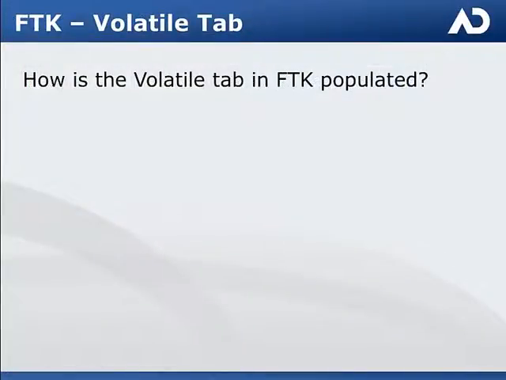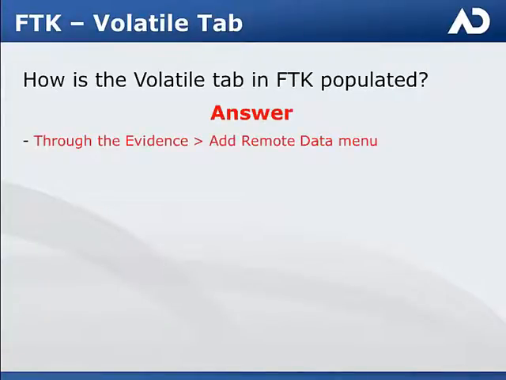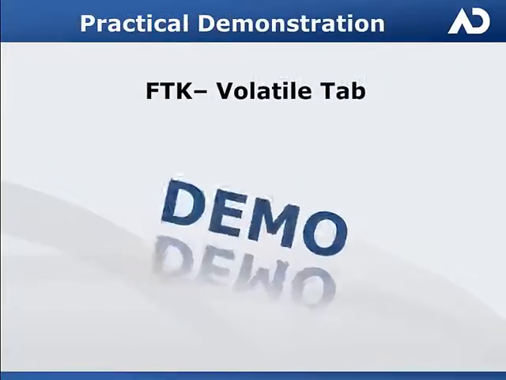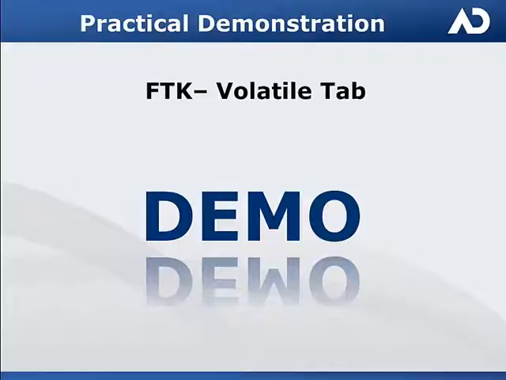How was the Volatile tab in FTK populated? And the answer is through the Evidence, Add Remote Data menu. You can also do it through Evidence, Import Memory Dump. Let's have a look at the Volatile tab and how it functions in the tool.